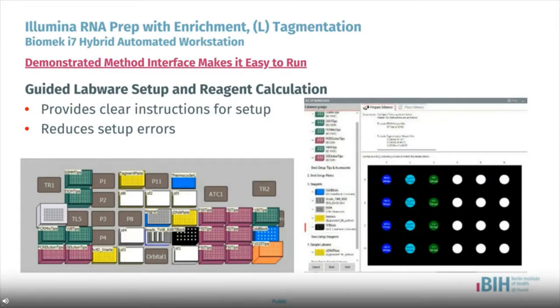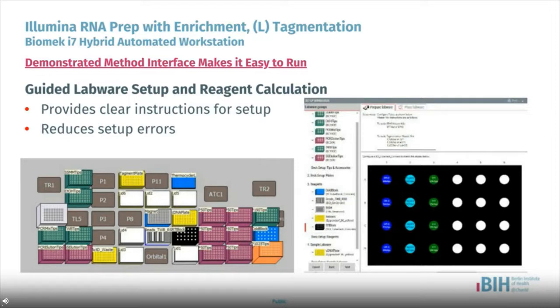After the user has selected their run parameters, the guided Labware setup will provide a graphical interface to assist the user with deck setup, including the required number of tips, consumables, and calculated required reagents. This setup is dynamic and will change according to the user input parameters so that unnecessary reagents or labware will not be shown throughout the course of this run.